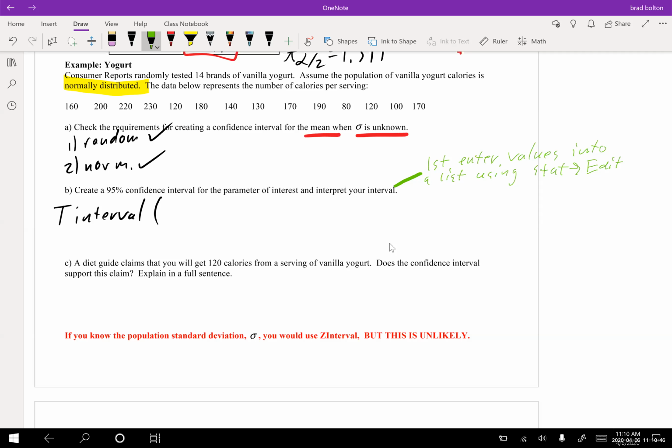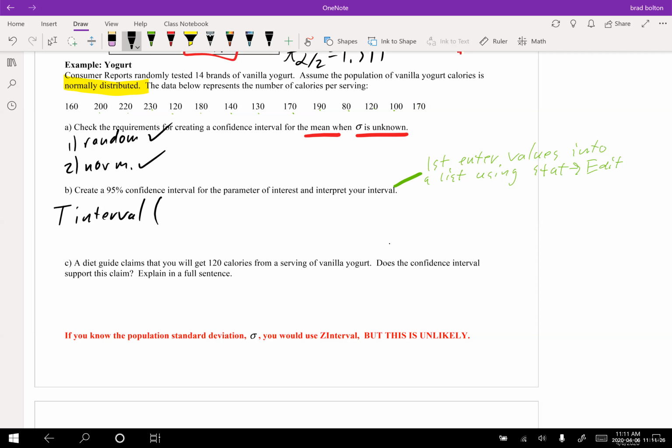So I'm going to build my list one. Remember using list one when we had to do mean and standard deviation? We're going to enter these in. So 160, 200, 220, 230, 120, 180, 140, 130. Make sure you enter them all in right. 170, 190, 80, 120, 100, and 170. So it says that I have 1, 2, 3, 4, 5, 6, 7, 8, 9, 10, 11, 12, 13, 14. And my list has 14. So I think I'm good. Okay, so I feel like I entered it in pretty good.